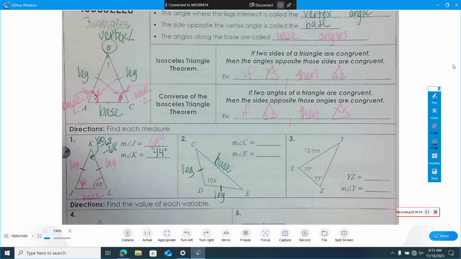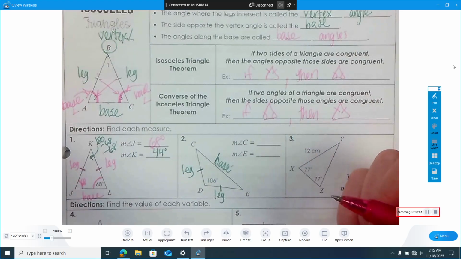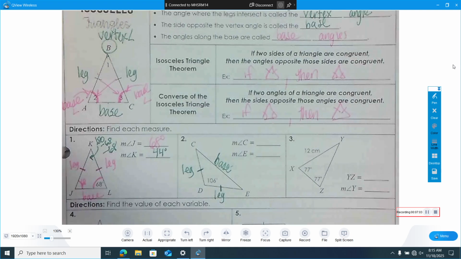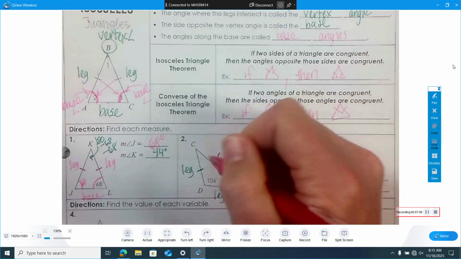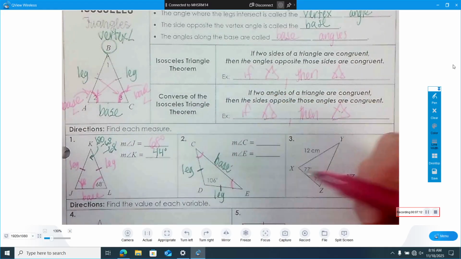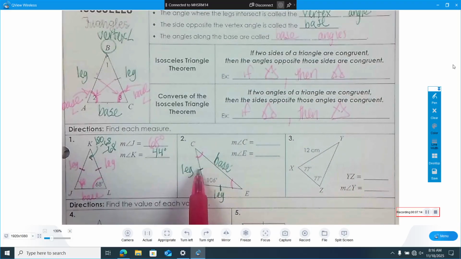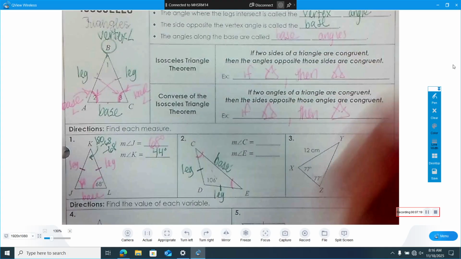All right, and so if that's the base, what else do we know? If we have two congruent legs, what do we have? Two congruent angles. Which two angles are congruent? So this is the key. We do know that this is the base. The base angles are also congruent. So here we have angle C and angle E. Those are the angles across from their congruent sides.